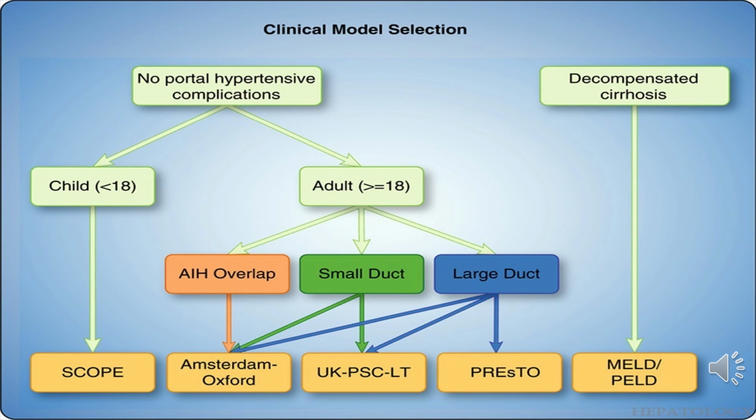And if the patient has a large duct involvement, diagnosed with large duct disease, you are going to use any of the Amsterdam, UK, or Presto. If the patient has decompensated cirrhosis, you can just go ahead and do the MELD score, the MELD sodium, or actually now it's the MELD 3 score.